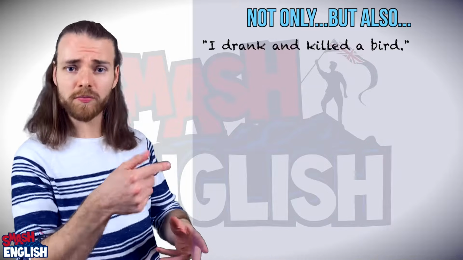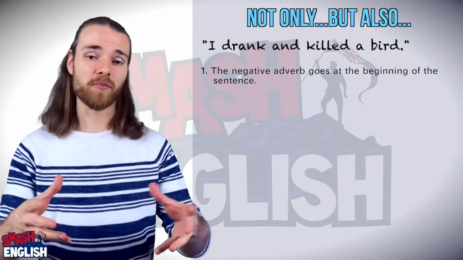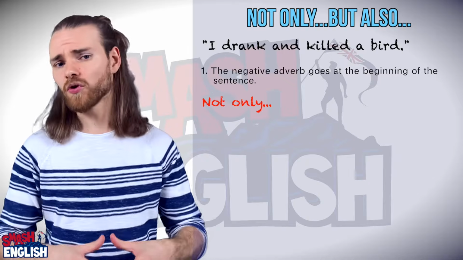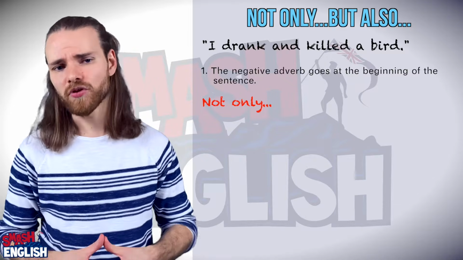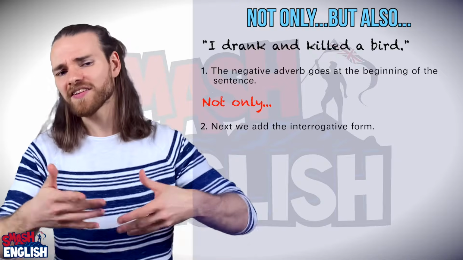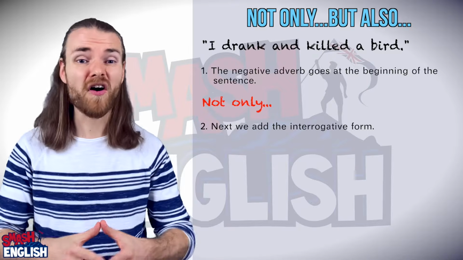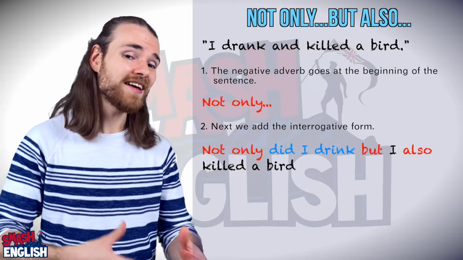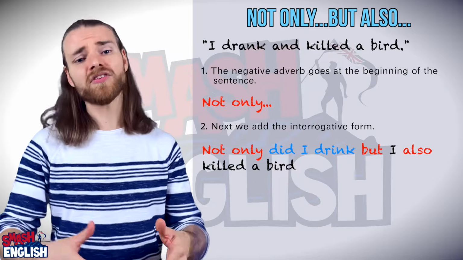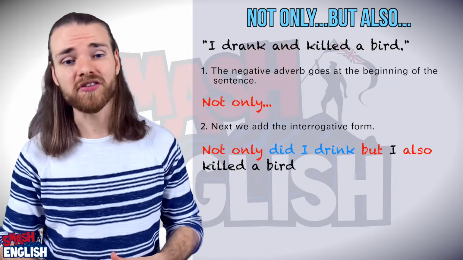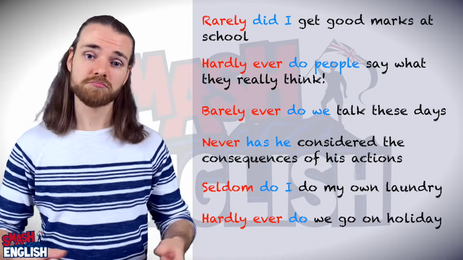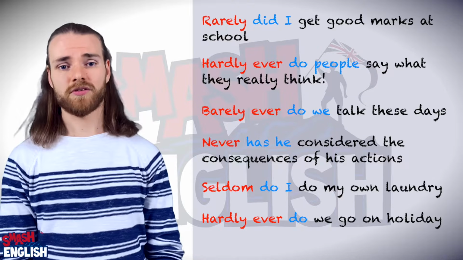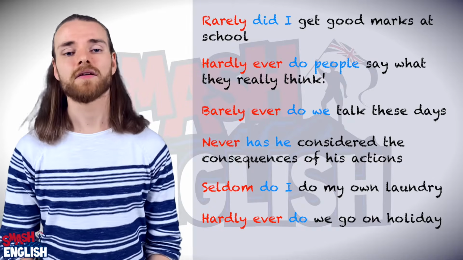So we start by putting our negative adverbial at the beginning. Not only. Bruce's sentence was in the past simple, so we need the past simple interrogative form of I drank. Not only did I drink, but I also killed a bird. Yeah, here are some more examples. Have a look. I'll just wait here again for you to read them.